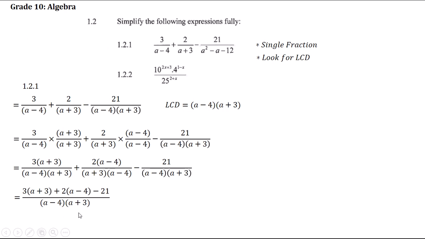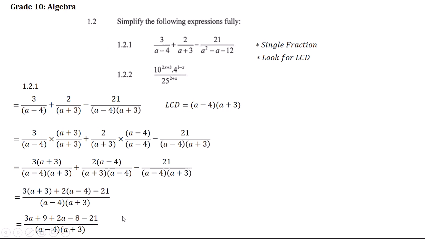The rules of addition and subtraction say in order for you to add the numerators, the denominators must be the same. But for multiplication, the rules are different. Multiplication says top, top, bottom, bottom. This means multiply the numerators together and multiply the denominators together. But for addition and subtraction, the denominators should be the same in order for you to add the numerators. So this is what we have. And then 3 times a is 3a, 3 times 3 is 9, 2 times a is 2a, 2 times 4 is minus 8, minus 21.